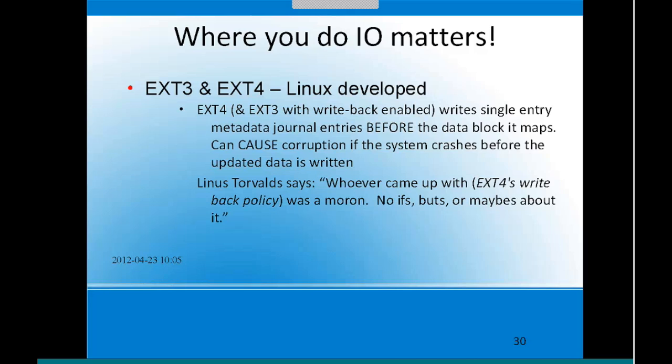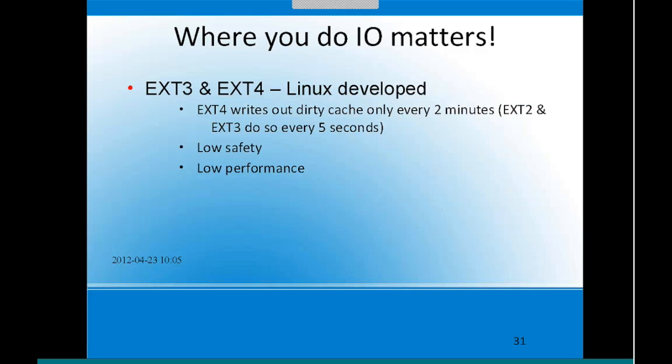And that means if your system crashes between the time the metadata got written out and the new data block got written out, you've got metadata that points to an empty page or garbage. Okay. Linus Torvalds says whoever came up with that idea was a moron. I agree. So Ext4 is not safe for your data. You should not have your data on Ext4.